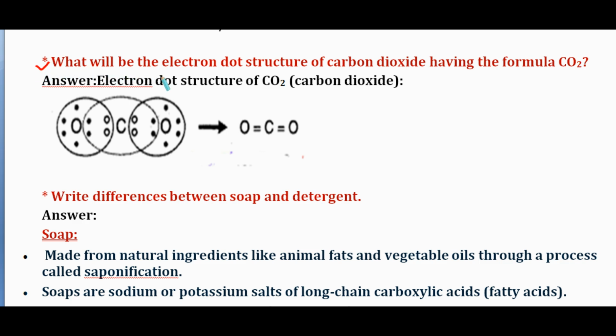Next is, what will be the electron dot structure of carbon dioxide having the formula CO2? Carbon has 4 valence electrons in its outer orbit. These are the 4 electrons, 1, 2, 3 and 4. And oxygen has 6 electrons in its valence orbit, that is 1 2 3 4 5 6, and this oxygen also has 1 2 3 4 5 6. Two electrons of oxygen and two electrons of carbon are combined to form two covalent bonds both sides. This is the dot structure of CO2.